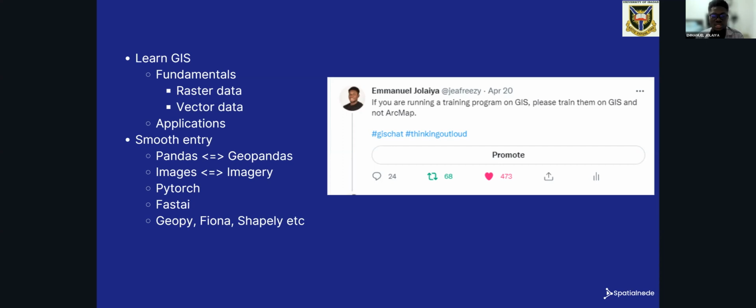And if you have a data analytics background, it's like a smooth entry for you, because at the end of the day, we are still analyzing data, just that the data now has a location component. So if you're already familiar with the Pandas library, we have the geospatial alternative, which is GeoPandas, which you can also use to do the same thing. In Pandas, we have data frames. In GeoPandas, we have geodata frames. So you can interchange between the two.